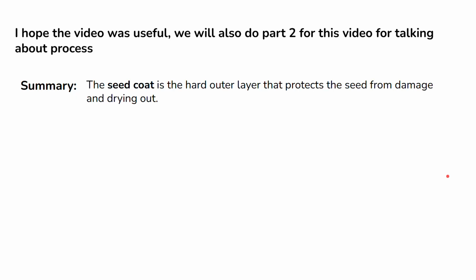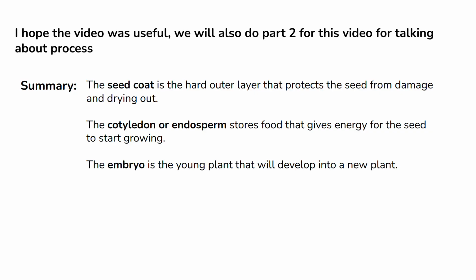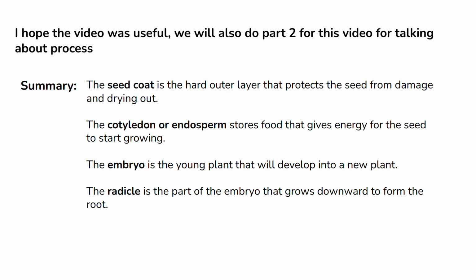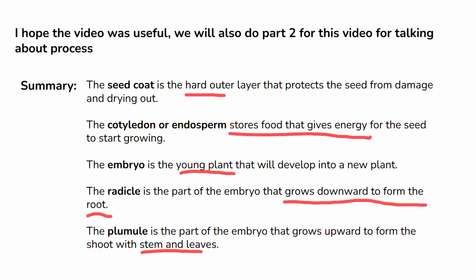The seed coat is the hard outer layer that protects the seed from damage and drying out. The cotyledon or endosperm stores food that gives energy for the seed to start growing. The embryo is the young plant that will develop into a new plant. The radicle is a part of an embryo that grows downward to form the root. The plumule is also a part of an embryo that grows upward to form the shoot with stem and leaves. The embryo is the young plant, and the cotyledon stores food that gives energy. And the seed coat is a hard outer layer that protects the seed from damage.